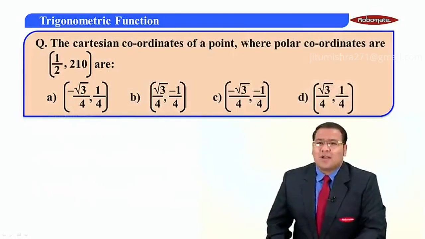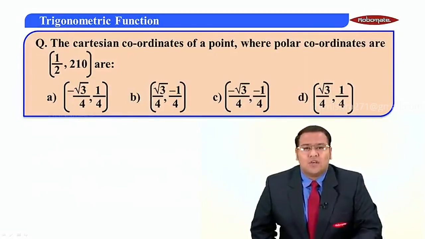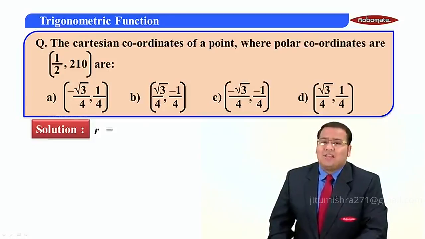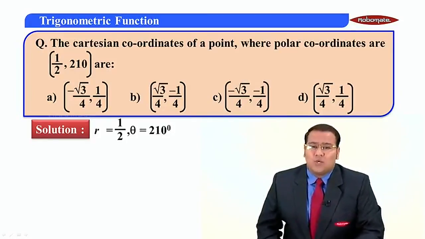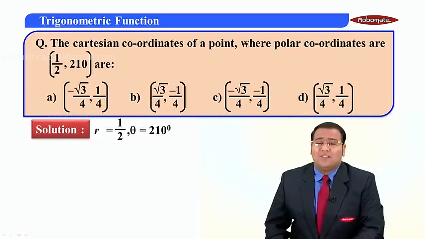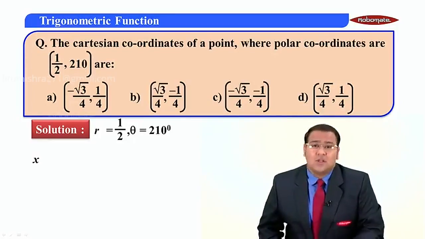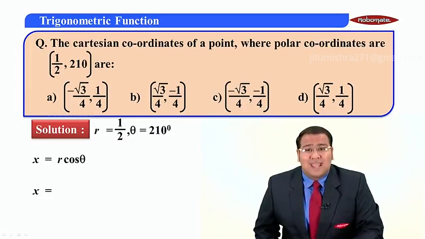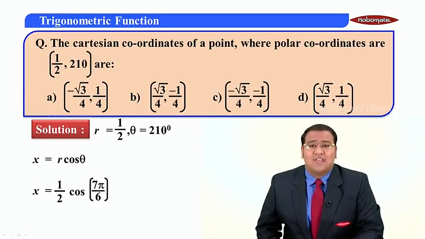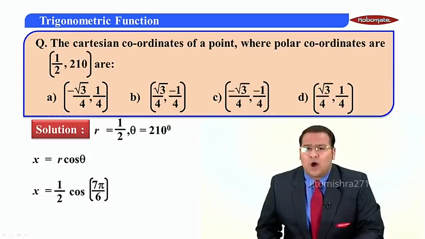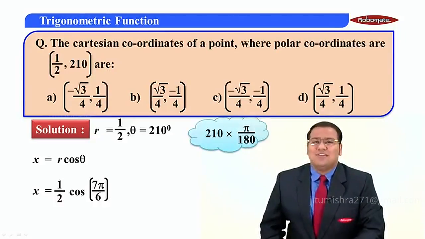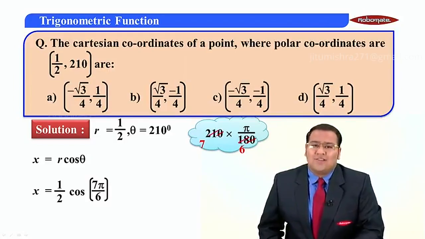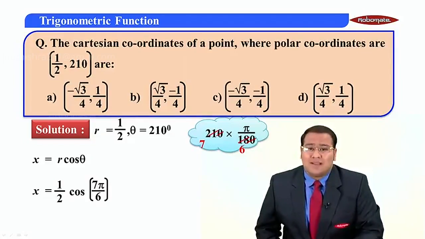Moving ahead, the Cartesian coordinates of a point where polar coordinates are given, that is, you have r and theta with you. R is 1 by 2, theta is 210 in degrees. So, you require x. X is r cos theta. But in this case, the value of theta is given in degrees. So, how to convert in radians? It is 210 into pi by 180. 0 getting cancelled and the value which we get is 7 pi by 6.